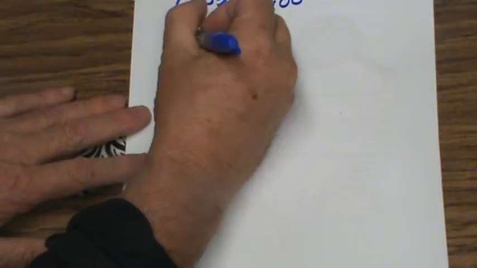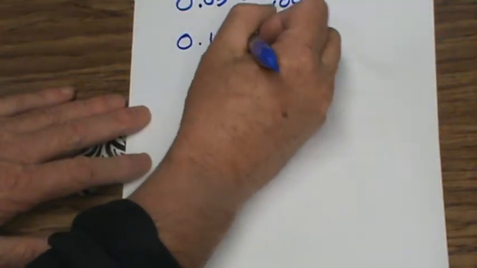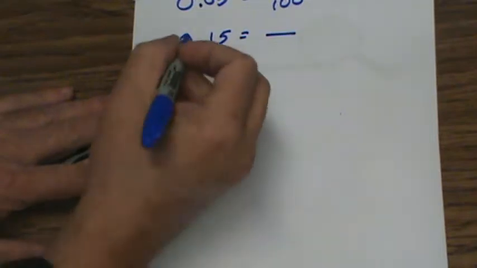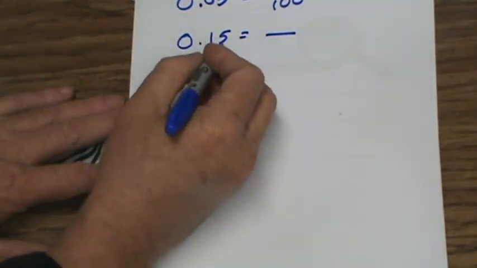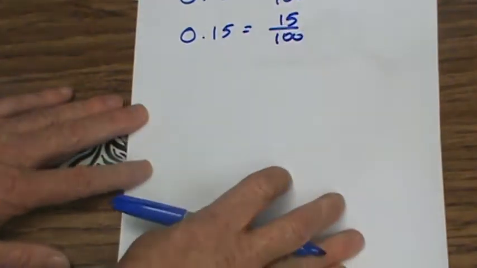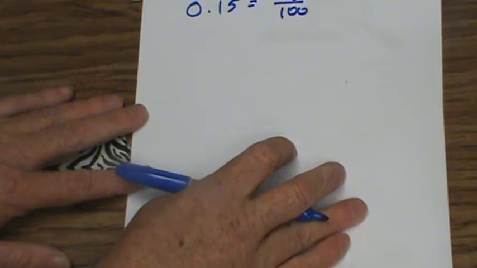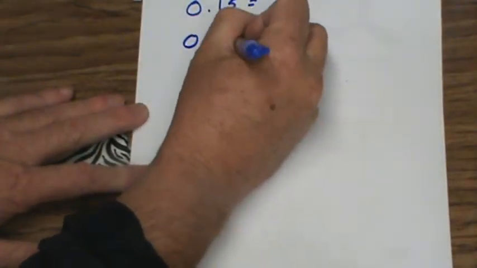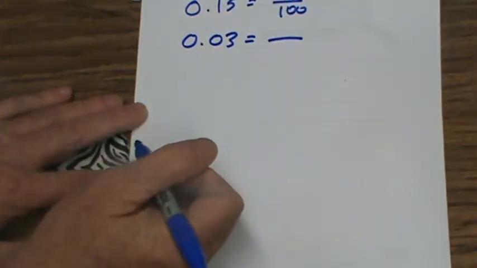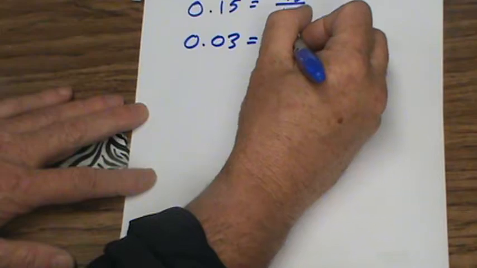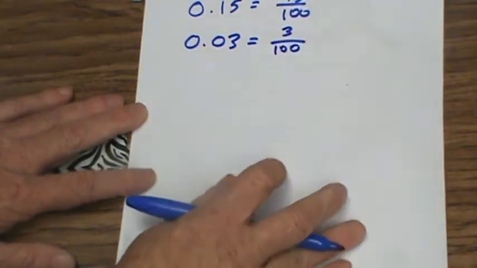Let's do 0.15 equals what fraction? Think about it. 0.15 is 15/100ths. There's my tenths, there's my hundredths. So it would just be 15 hundredths. Continue on. And we'll do 0.03. How many hundredths will that equal? Well, I say that is 3 hundredths, so my fraction must be 3 hundredths, right?